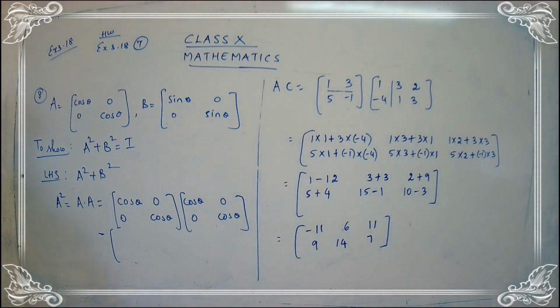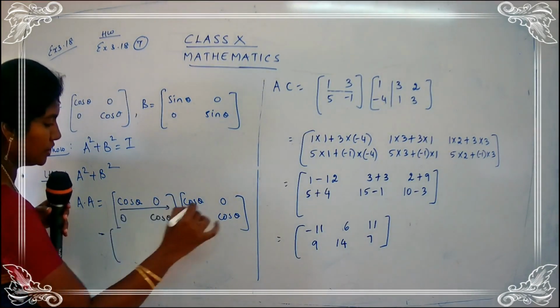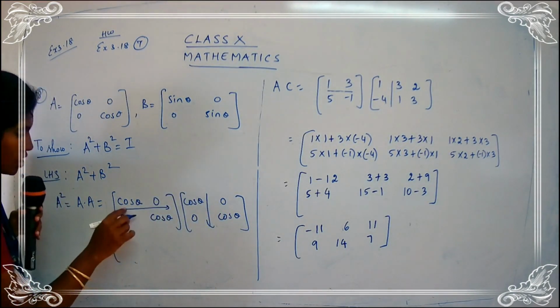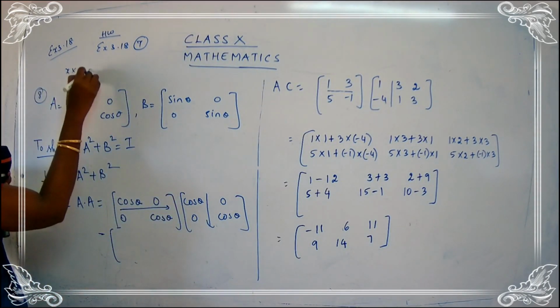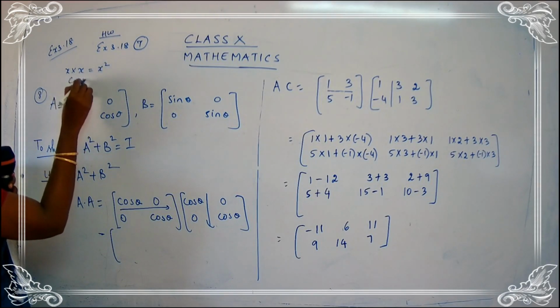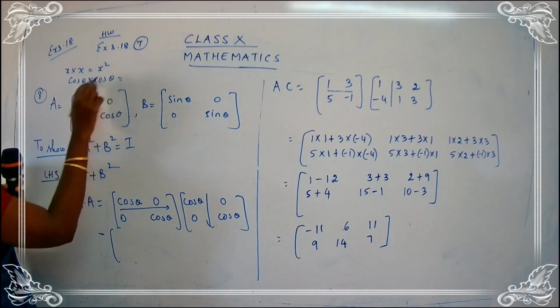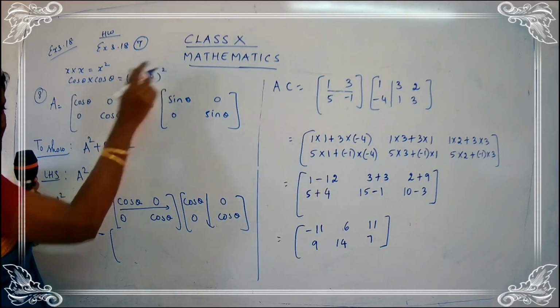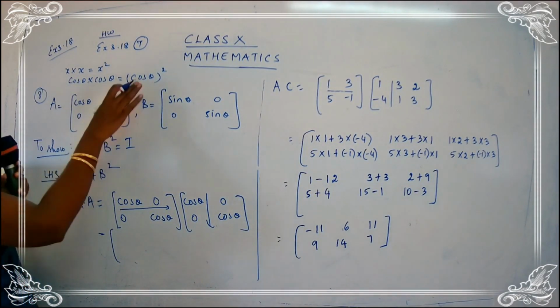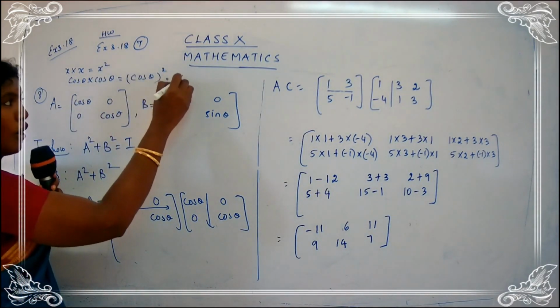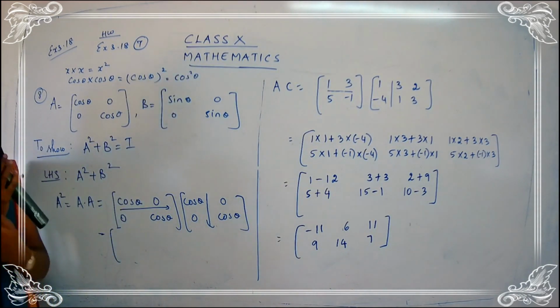Okay, let's go for the matrix multiplication. So first row and the first column. So cos theta into cos theta. Remember, this is like x into x, x square. Okay, children? So cos theta into cos theta, you can write this as cos theta the whole square. This is correct, this is not wrong. But we have a way of writing the power of a trigonometric function. So you are not going to write cos theta the whole square. You have to say cos square theta. Okay, children, getting my point?